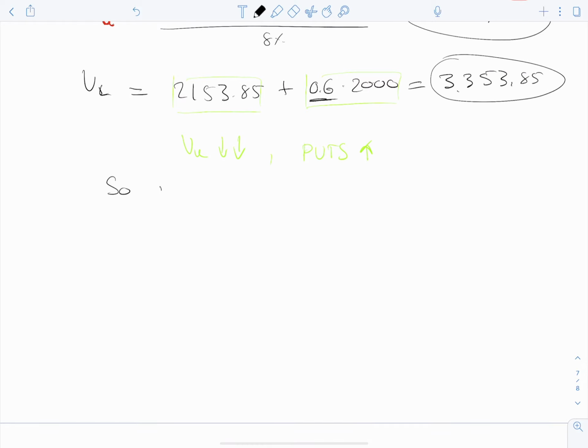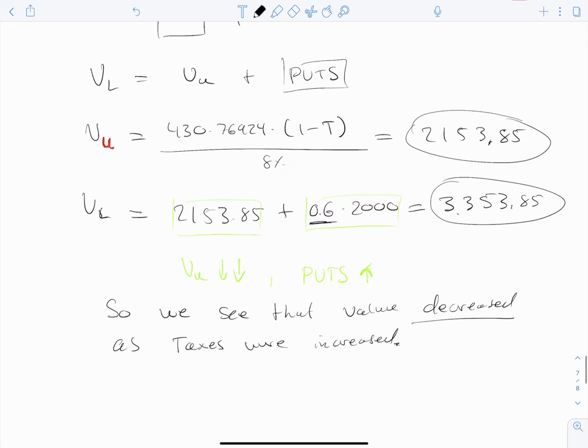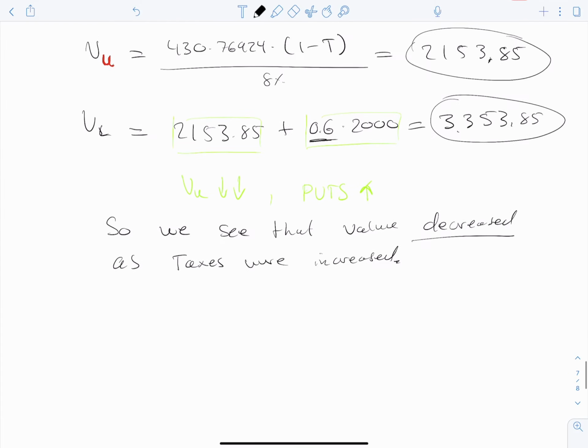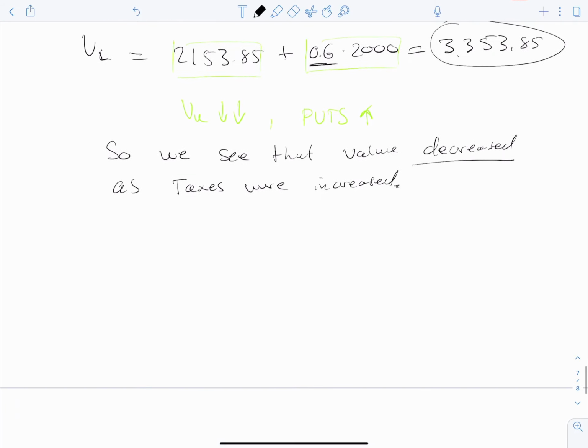So we see that value decreased as taxes were increased. Good. And if you do an exercise like this in Excel, and instead of hard copying your cells, you actually link them together, then you would also get rid of making a mistake like this one. But I've seen it many times before.